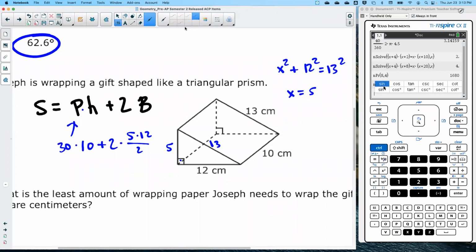What's up at the calculator? See what you get. The whole thing. Okay. 360?